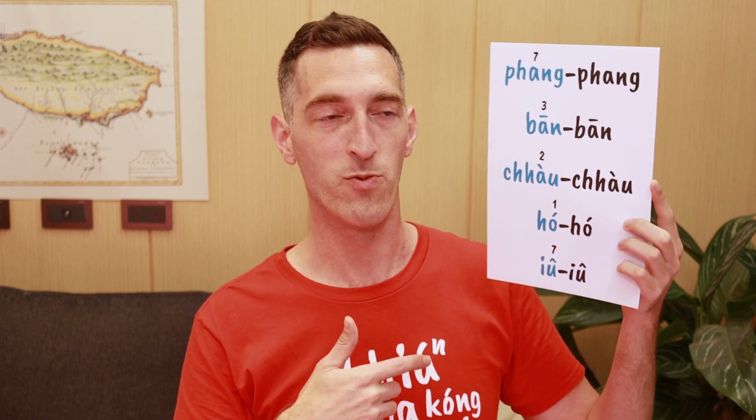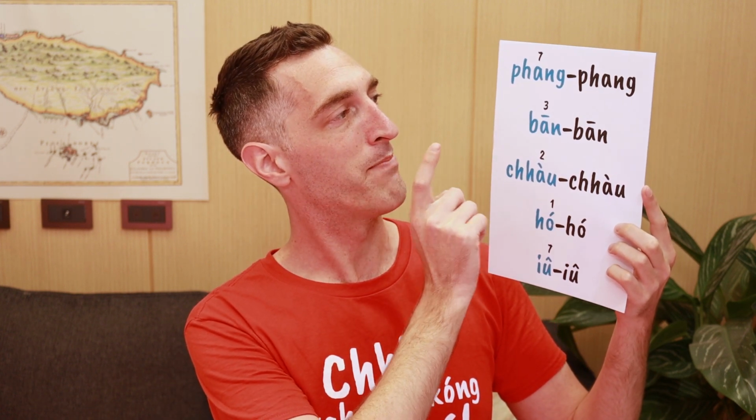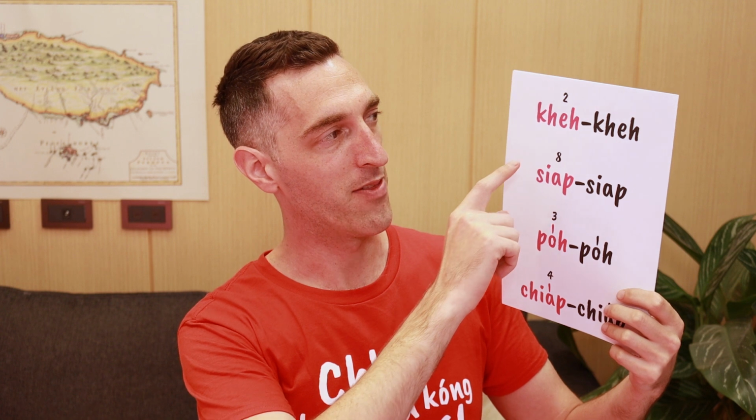So let's just review these one more time. phang-phang, bān-bān, chhàu-chhàu, h, you. Now we've also got those 4th and 8th tones that end in H, P, T, or K. And don't forget, the H's go in one way and the P, T, and K swap between the 4th and the 8th tone. So refer back to that chart if you need to look at that.